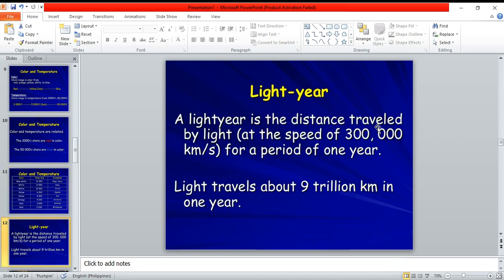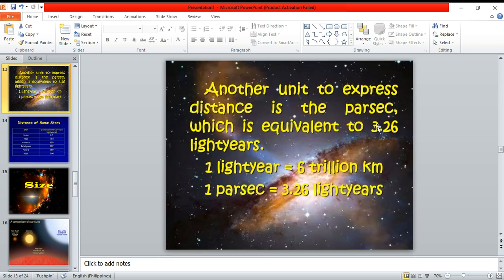A light year is a unit of distance. It is used to measure distance in space, the distance traveled by light. Light travels about 9 trillion kilometers in 1 year. A light minute and a light second are also related to a light year.